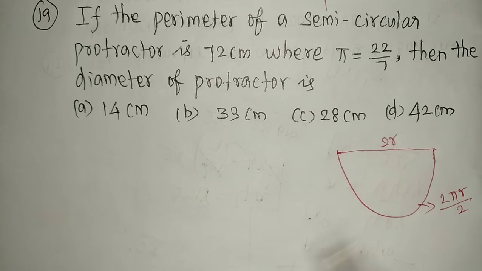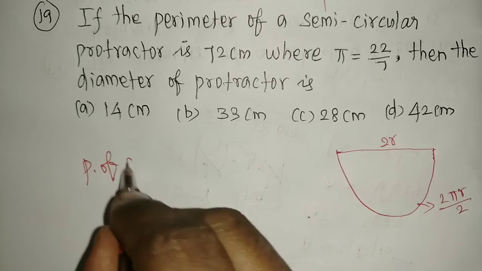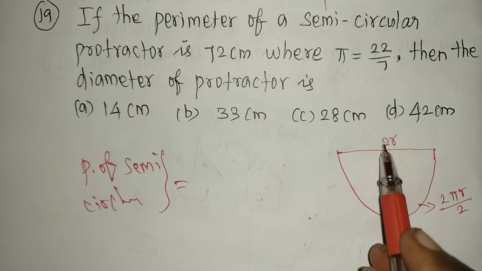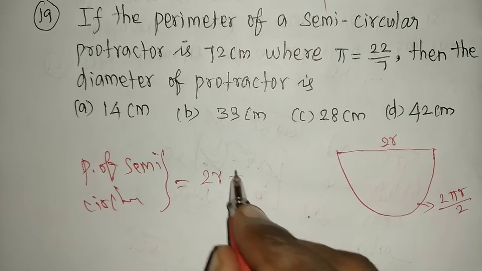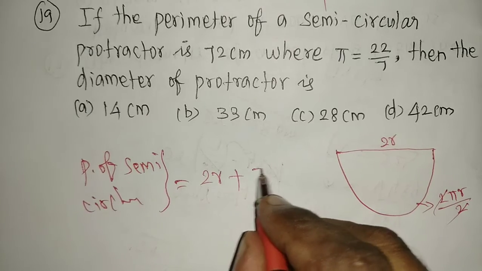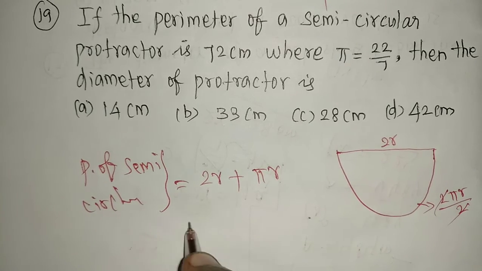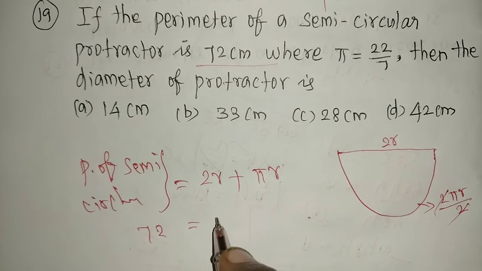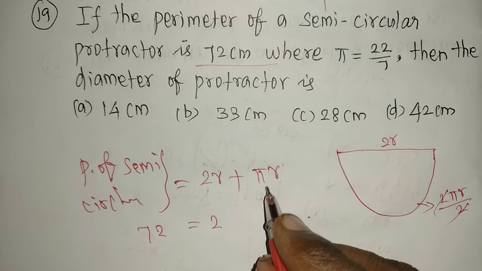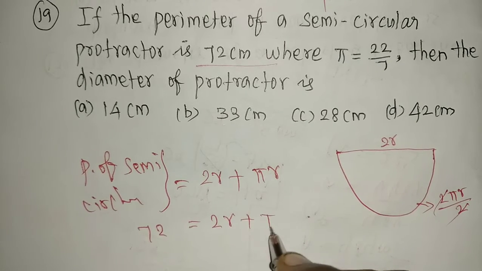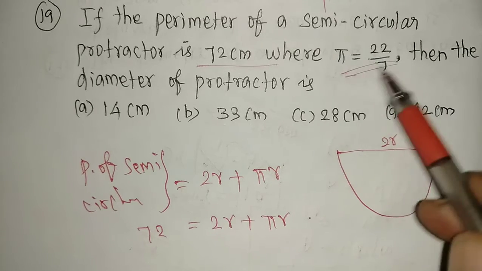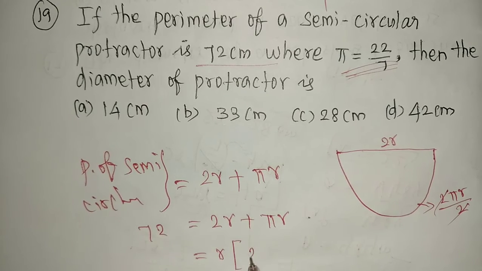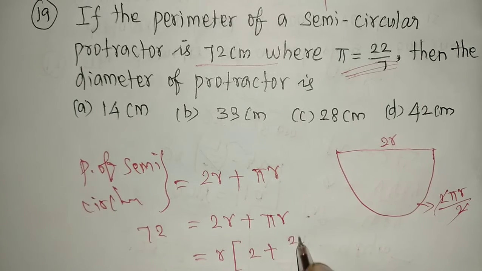So perimeter of a semicircular region is equal to the sum of these 2 parts. So 2r plus, this 2 will be cancelled, means just pi r. Likewise. This is equal to, they have given 72 centimeter. So 72 is equal to 2r plus pi r. So what is the value they have given for pi? 22 by 7. That you can use. Before that, r you can take commonly outside. So 2 plus, here we have only the pi value 22 by 7.